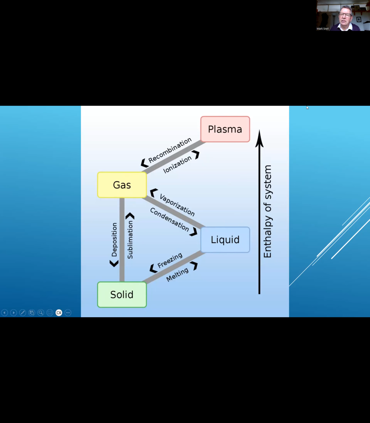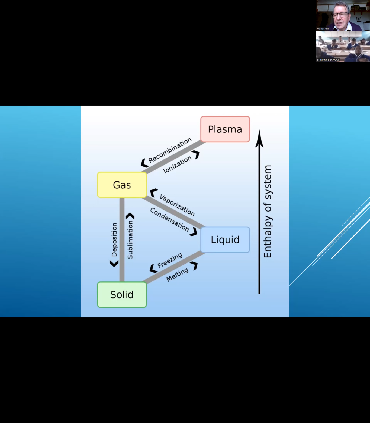I don't think there's any need to draw this because you know these names. From solid to liquid is called melting, and from liquid to solid is called freezing. You probably know that liquid to gas is called boiling or vaporization, and from gas to liquid is called condensation. You may not know these two. From solid straight to gas is called sublimation. And from gas straight to solid, it's called deposition.